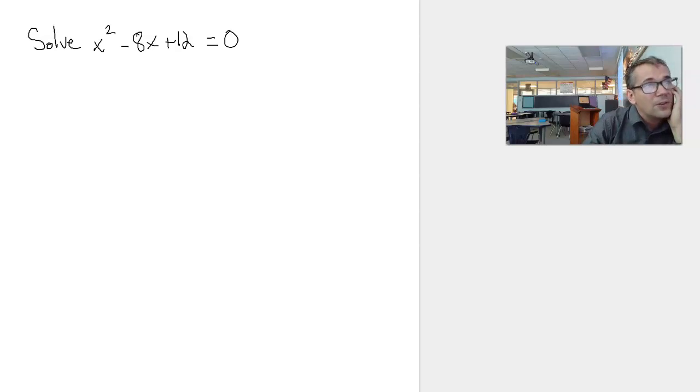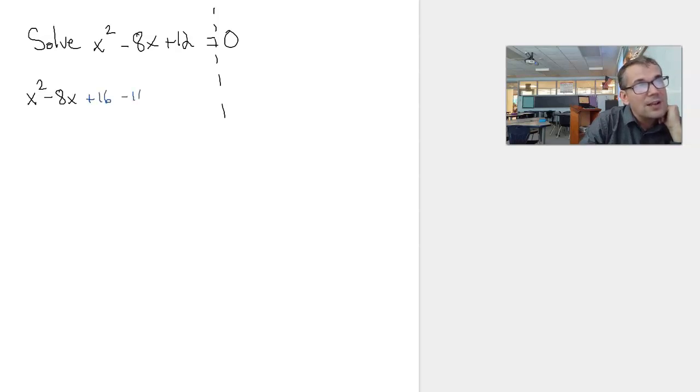So to put this in vertex form, we're just going to look at this one side of the equation, because that's where there's stuff to do. And we're going to focus on those first two terms. And I know that I'm going to take half of this linear term and square it. So half of 8 is 4. That's going to be 16. I'll add that 16. I'll subtract that 16. And then I still have that plus 12 to deal with.